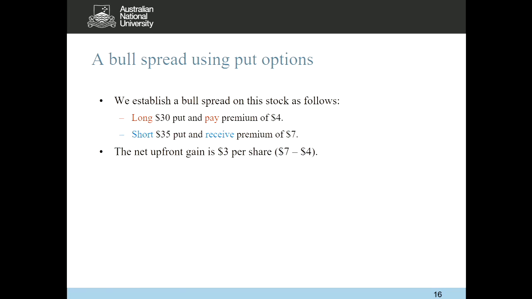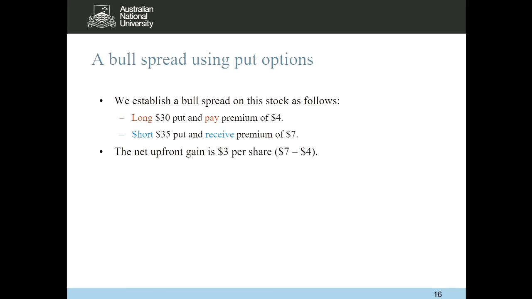Now, the alternative way you can set up a bull spread is by using put options. Imagine we have a stock that is currently trading at a price around 35, and you are bullish about the share price. You think the share price will increase in the future and get above 35.